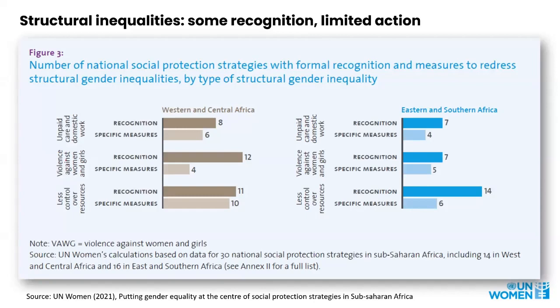When we talk about structural inequalities, here we also look at 30 national social protection strategies in sub-Saharan Africa, divided into Western and Central, and Eastern and Southern. For example, on unpaid care, eight national strategies recognize it in Western and Central Africa, but only six have specific measures. In the Eastern and Southern region, seven recognize the risk, but only four have measures to address it. For violence against women, 12 countries mainstream it in their social protection strategy, but only four countries have specific measures.